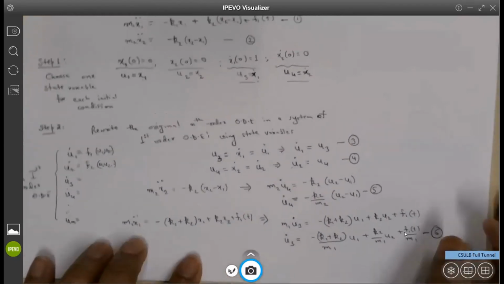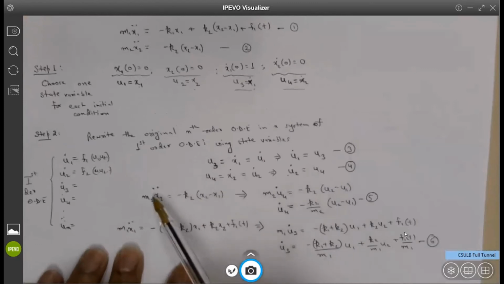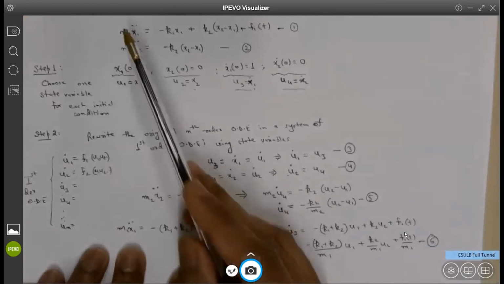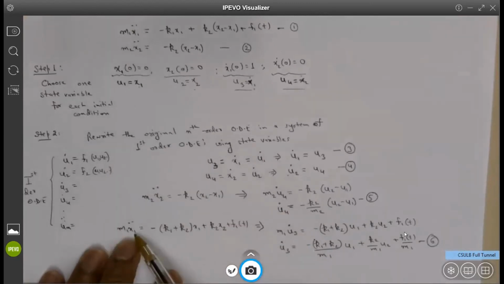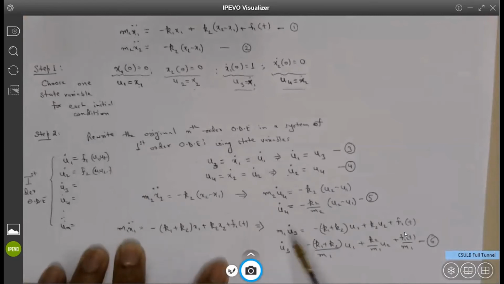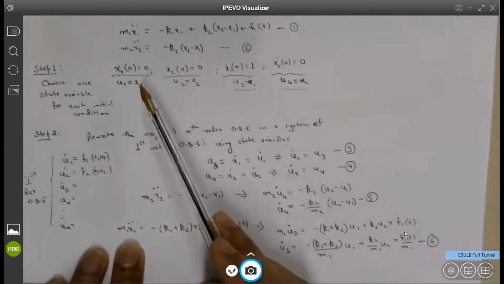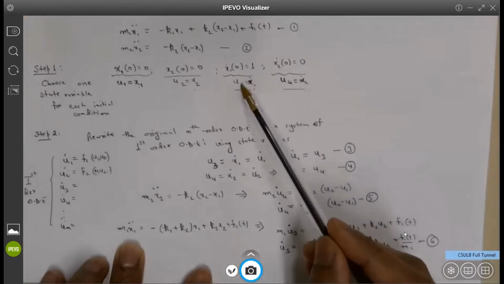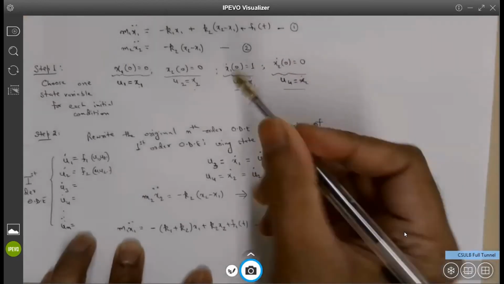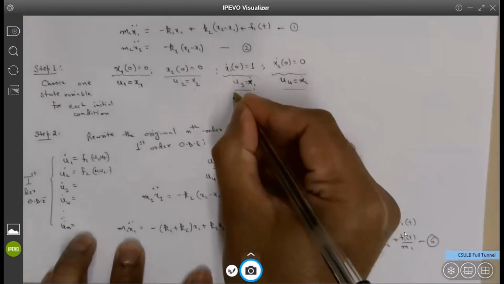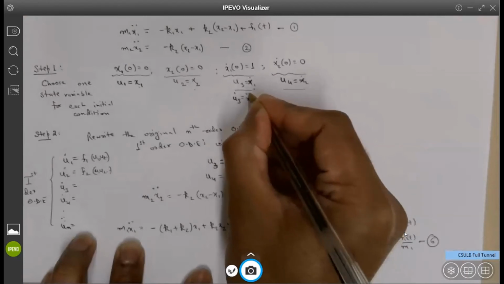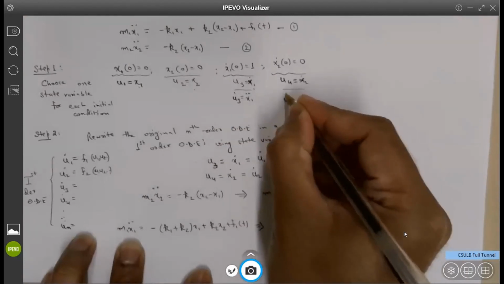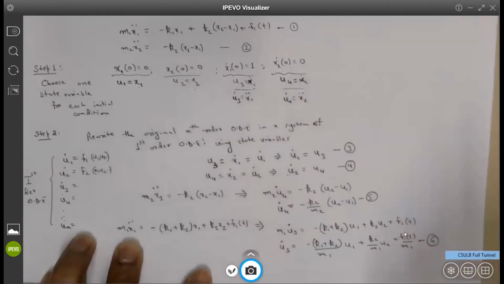So based on how I used this second equation, I use the first equation as well. And instead of using x1 variables, I am using the state space variables, U3. So instead of x1 double dot, I am saying U3 dot. U3 itself is x1 dot, so U3 dot will be x1 double dot. Let me write here: U3 dot will be x1 double dot and U4 dot would be x2 double dot.